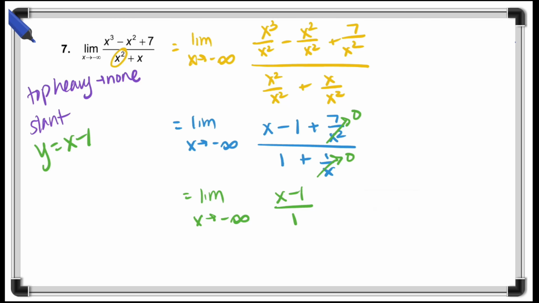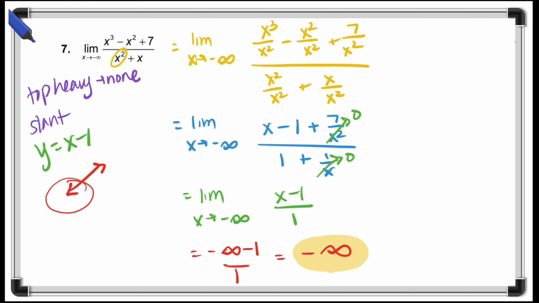So as we substitute our negative infinities, we have negative infinity minus 1 over 1. But if you're just subtracting here, you're going to have negative infinity, which does match up, because if you have a slant asymptote as y equals x minus 1, it does look like this. So as we're looking, as x approaches negative infinity, we're looking at the left-hand side of my graph, which again approaches or points down towards negative infinity.